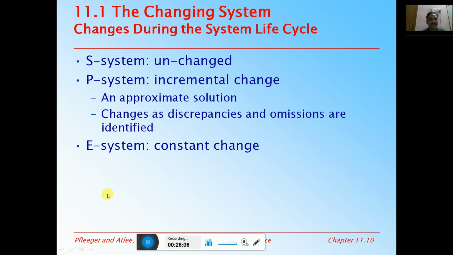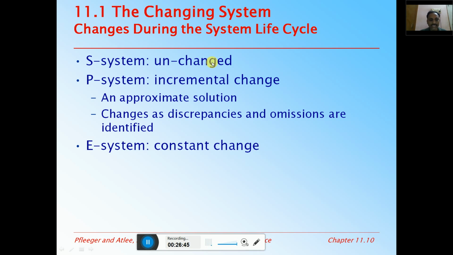Now S type systems are unchanged. It does not mean completely unchanged; a small, ignorable amount of change is allowed in S type systems. P type systems have incremental change, just as we saw in the process models: the incremental model, iterative model, evolutionary model or phased development approach. In that, an approximate solution is given in the first phase. In the next iteration, some more additional solution is added to the existing solution, as discrepancies and omissions are identified.